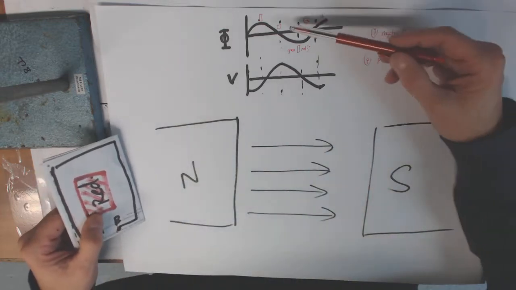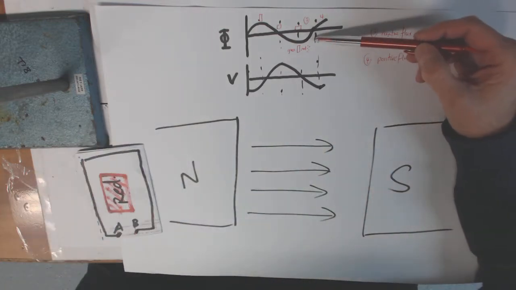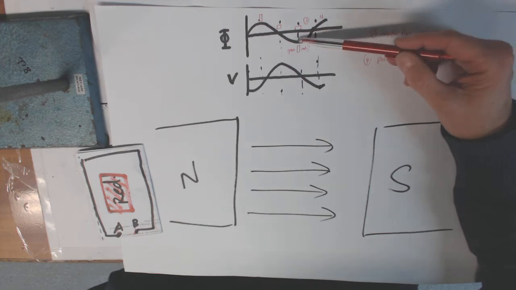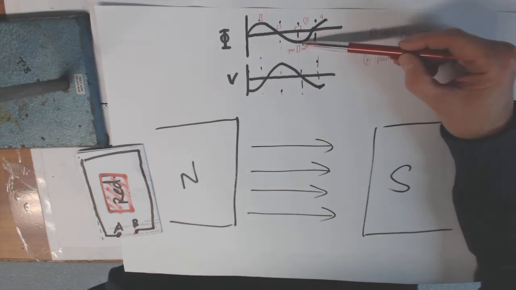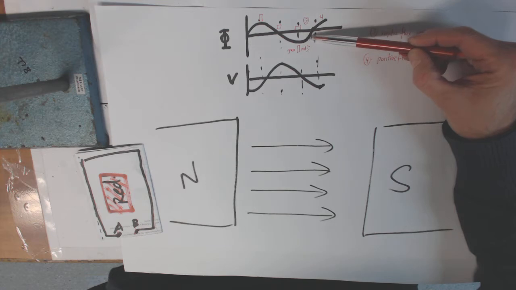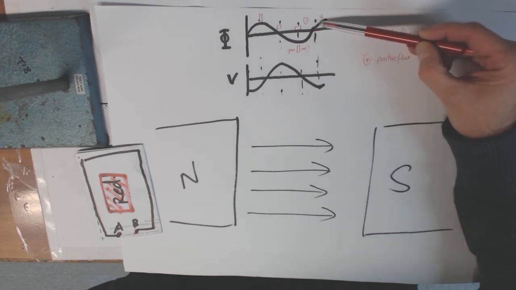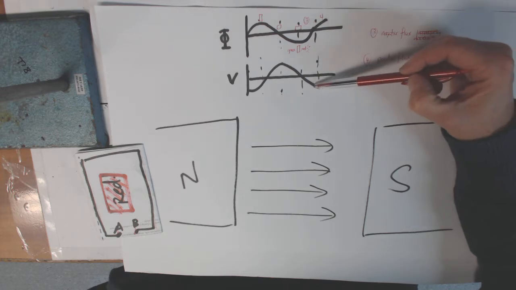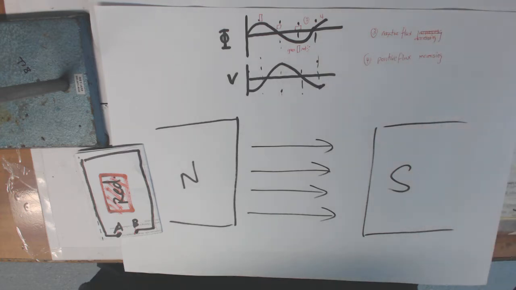Now, the question I've asked is when the flux here, it's negative in this part, and it comes up to the horizontal axis and it changes direction. What I want to know is, why does the voltage not change? And I want an explanation in practical terms. So this is what I'm going to try and explain with this setup here.